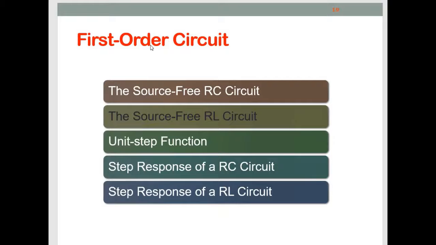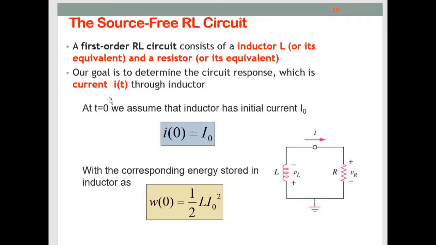The second subtopic under first order circuit is source-free RL. For this RL circuit, we are interested to find the current through the inductor, compared to the RC. In RC, we search for v(t), but for RL, we are interested first to find the current. So again, this I0 is the initial current, and the energy stored in the inductor is half L i squared.